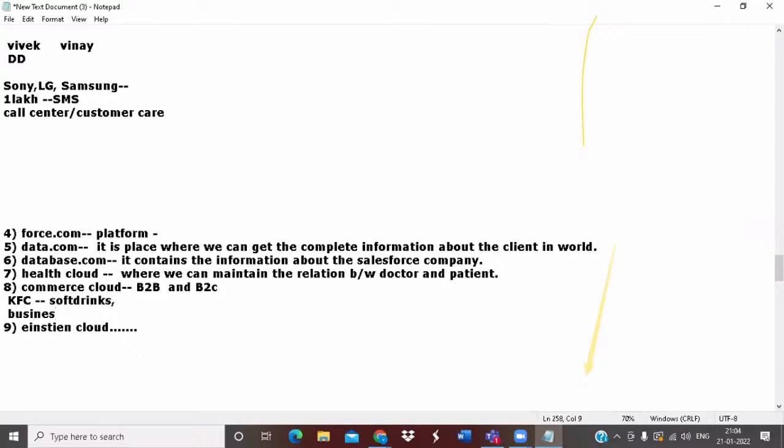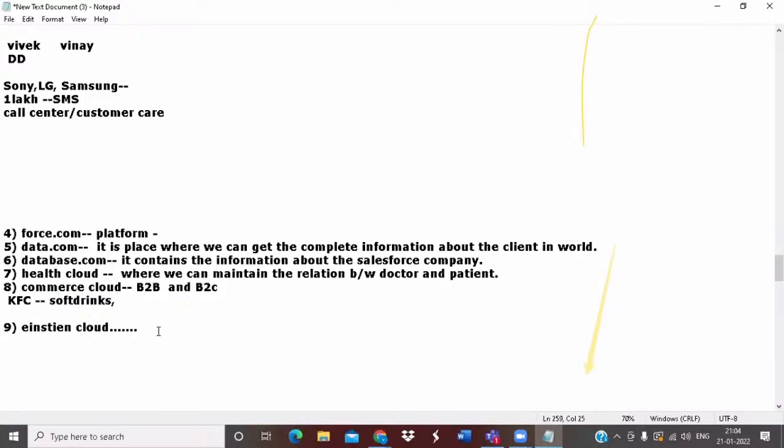One company giving business to another company. So that is called B2B. B2C means business to consumer. All of you understand? Yes, sir. So B2B and B2C business is maintained by Commerce Cloud. And what is the next one here?